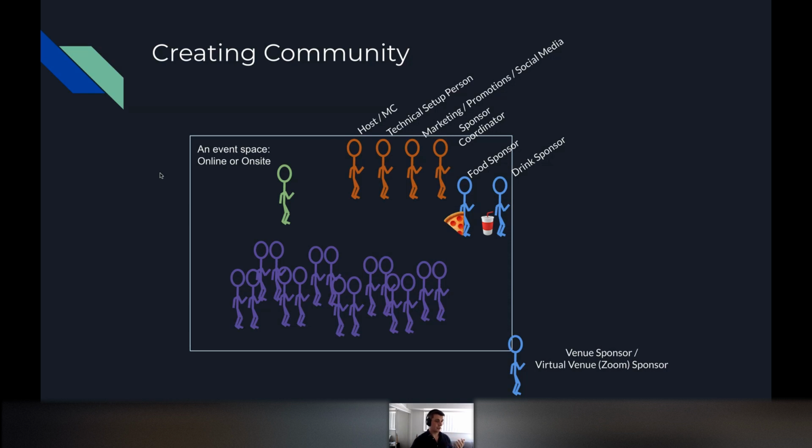But then you've got the orange personas, the organizers, they're the hosts. But they also have a few different roles as organizers. And then your guests, your purple people, just show up. I want to have a good time. Entertain me, please.